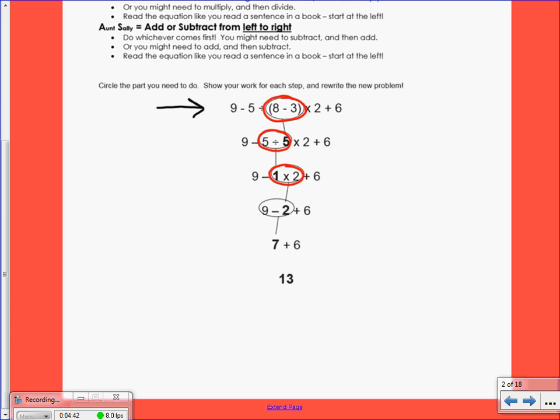When you are at a point like this, you just read it like a book. You start at the left and you read across to the right. So we have to start at the left. And we have 9 minus 2 is 7. And we copied down the rest of it, plus 6. 7 plus 6 is 13.